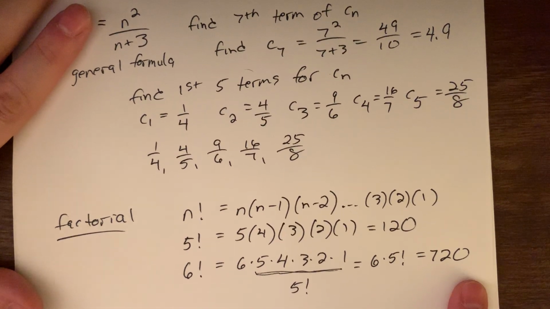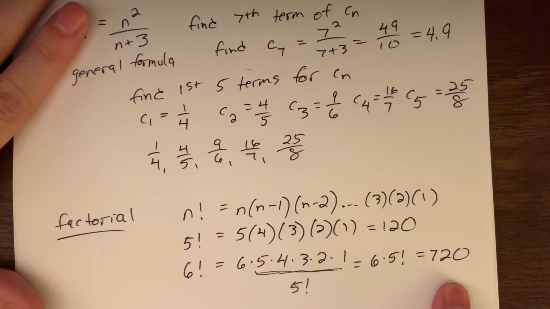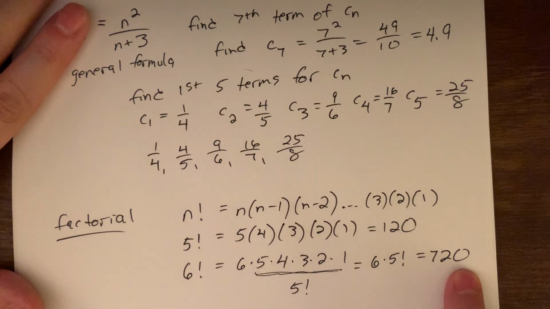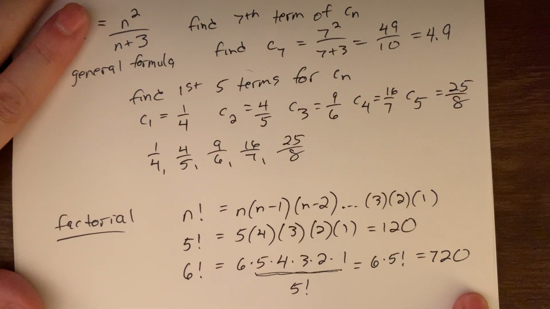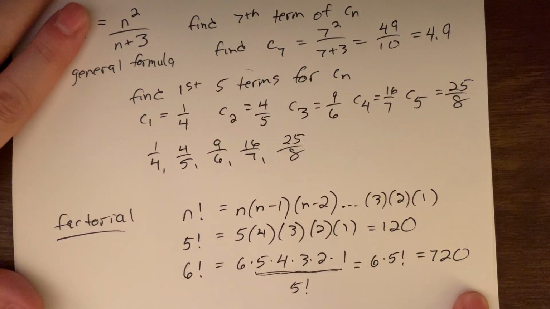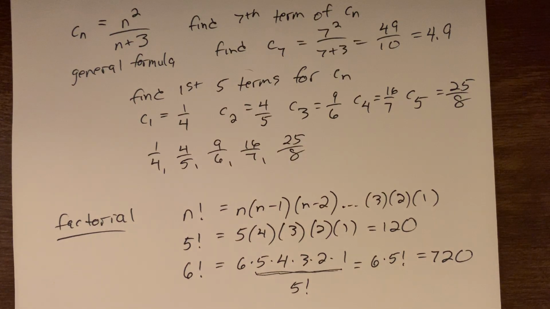Notice these numbers are getting big in a hurry. If I keep doing this, 7 factorial will be 7 times this. That's 5,040. 8 factorial will be 8 times that. That's 40,320. 9 factorial, you're already at 362,880. 10 factorial, you're over 3.6 million. You start using a calculator, you get into the 20 factorials, you need scientific notation. They get to be very, very large numbers.